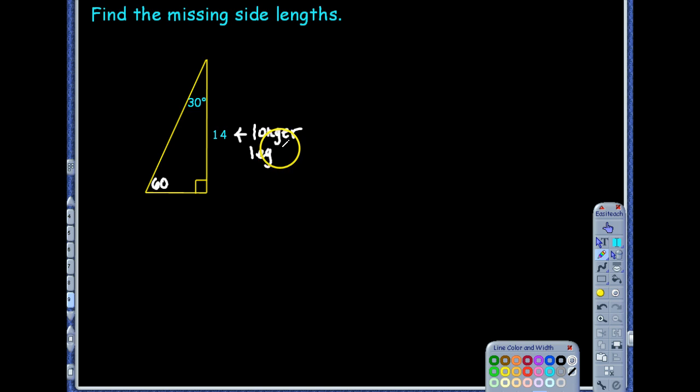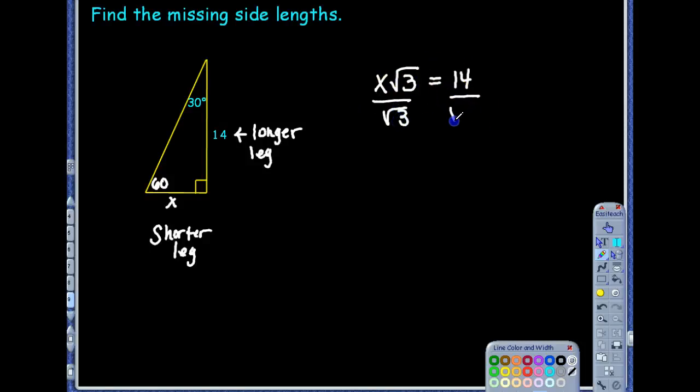Which one do we have to find first? Well, everything is in terms of the shorter leg, so I need to find the shorter leg first. So let's label that X. What is the relationship between the shorter leg and the longer leg? I know that the shorter leg times radical 3 is going to give us the longer leg. So this is kind of like with the 45, 45, 90. If you're given the longer leg, to go to the shorter leg, you're just dividing, because working backwards. So we're going to have to divide each side by radical 3.